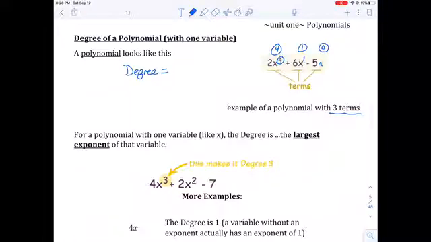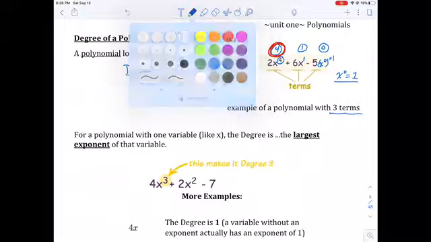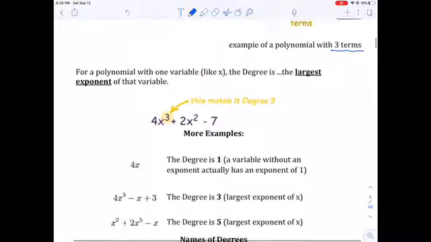The reason for that is because we can think of that as x to the power of 0. And anything to the power of 0, if you remember from grade 9, is equal to 1. So therefore, this is just really equal to 1. But we can think of it as having a variable with a degree of 0. So the degree of this overall polynomial is the term with the highest degree. So who's the boss of this polynomial? It's the 4. So we're going to say the degree of this polynomial is 4.